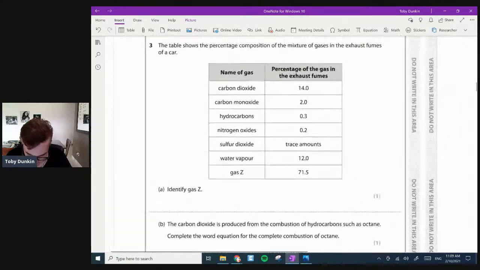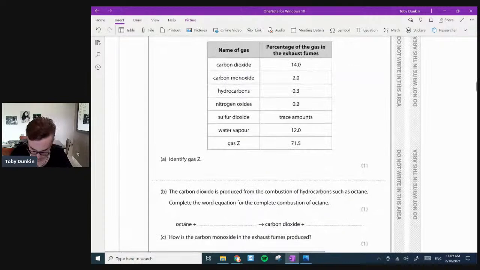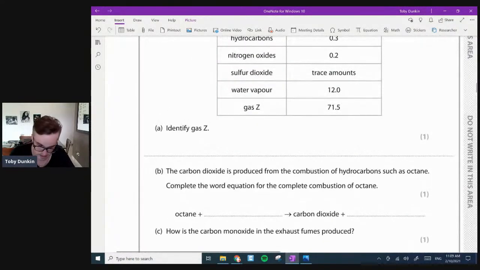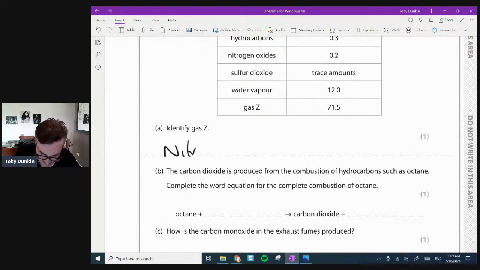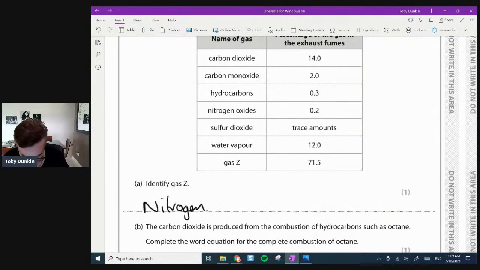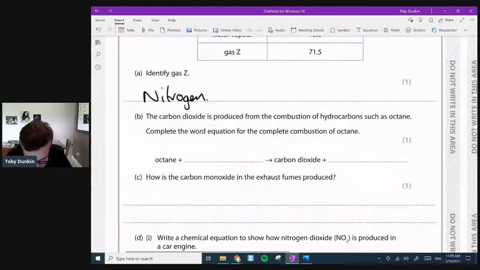Right. Identify gas Z. The table shows the percentage composition of gases in the exhaust fumes of a car. Whoa, really high, 71.5. So that's going to be nitrogen. It's only one gas that can be anywhere near that high. Nitrogen oxides, carbon dioxide, carbon monoxide. Oxygen's going to be low. Nitrogen.